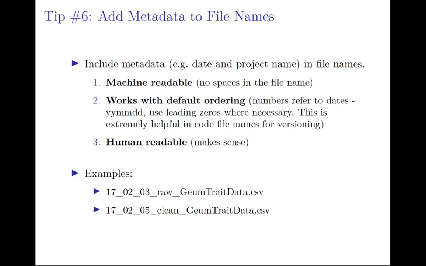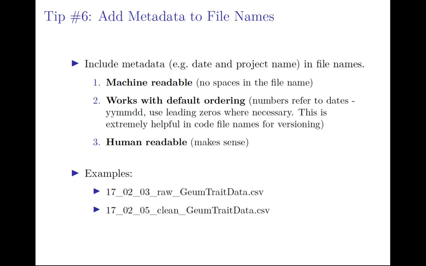Two, this works with default ordering. So if you have your numbers referring to dates, year, month, day with leading zeros, then things will always be ordered based on the date that you did something. And this can be extremely helpful if you keep it in your code file names for versioning when you're working on different versions of code. And these are human readable, right? They just make sense.